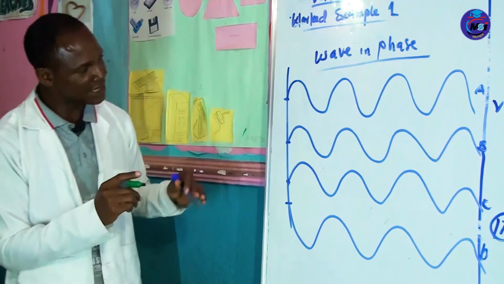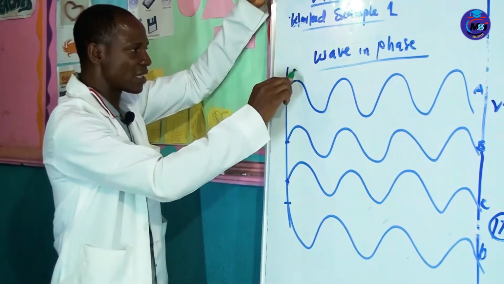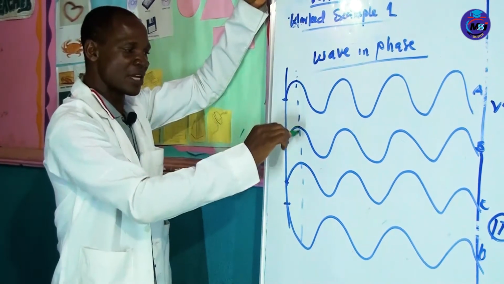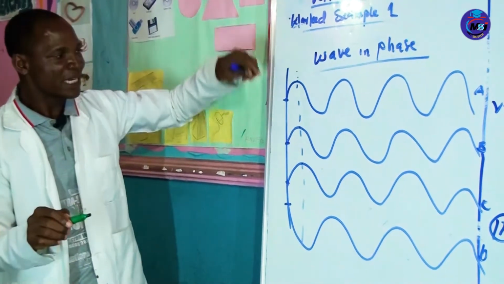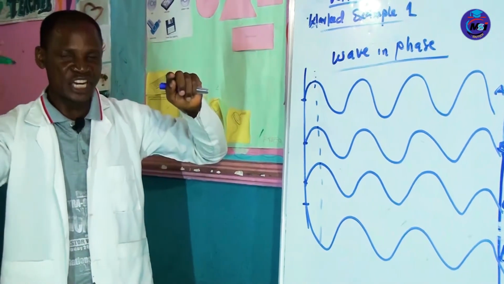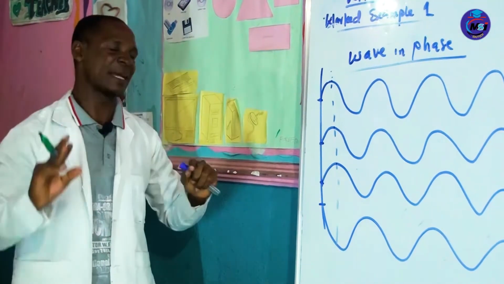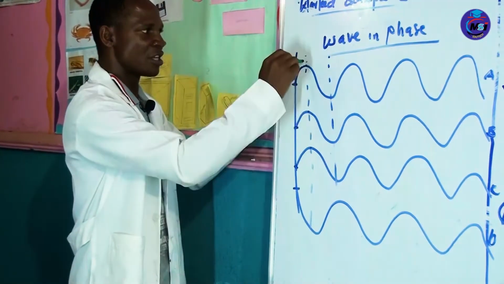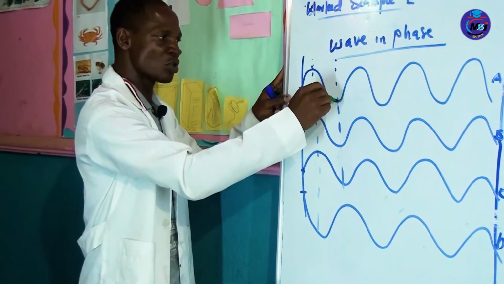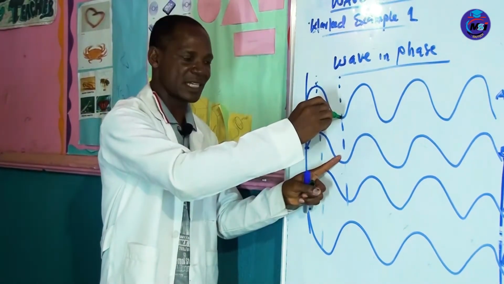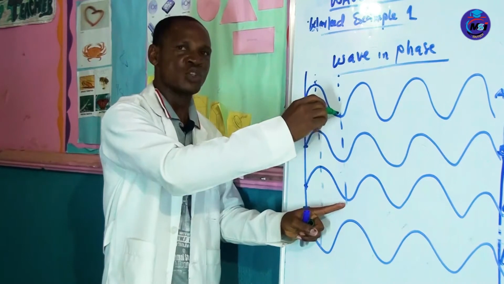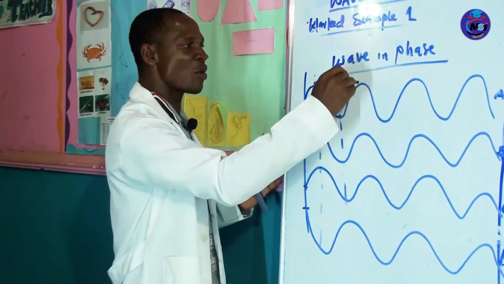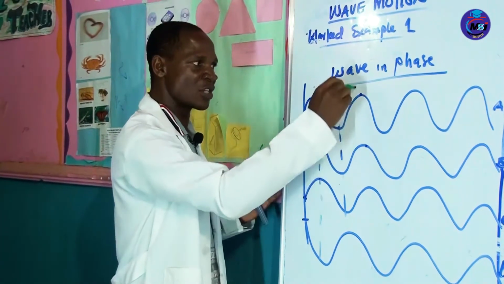Now if you look at it, if you mark this point, this is the peak, the peak, the peak, meaning that the three of them are reaching the peak at the same time. And when this one comes to the trough, this one is already there, and this one also is already there. So they go in the same pattern. When this one returns back to the peak, this one is already there.